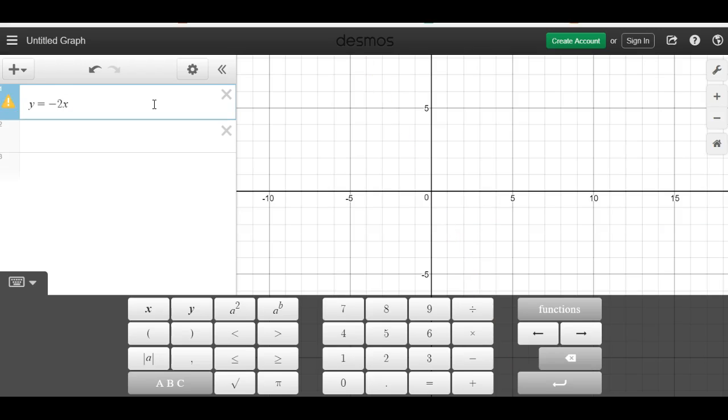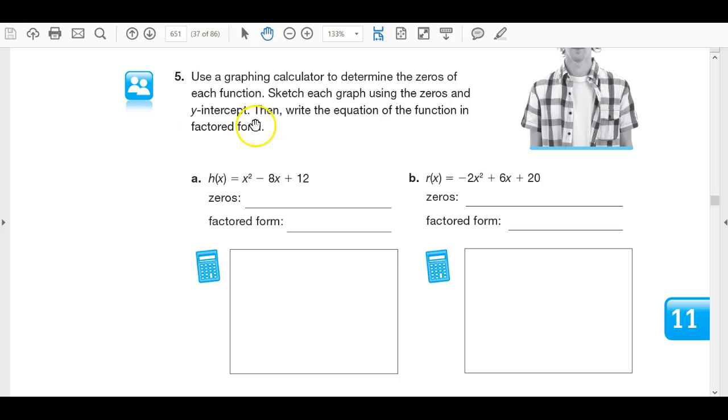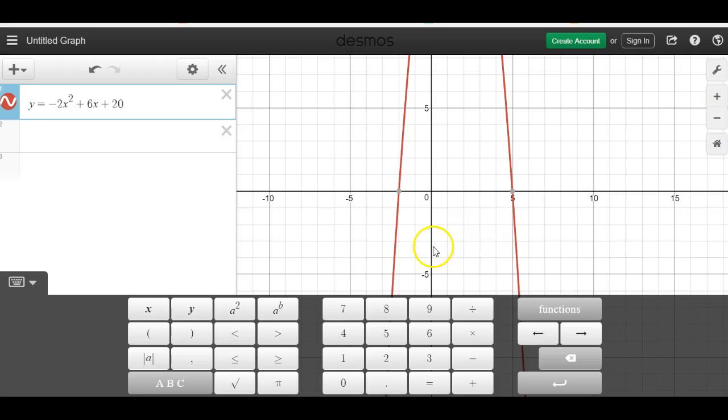Negative 2x squared plus 6x plus 20. Is that right? Hold on. Negative 2x squared plus 6x plus 20. Okay, good. So, what do we need to do to figure this out? Well, we can see our zeros again. Here's our 0 right here.